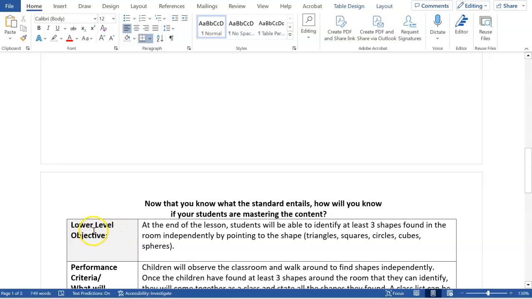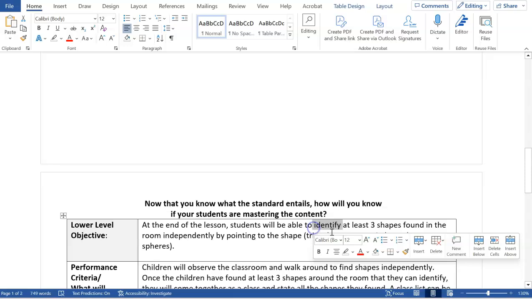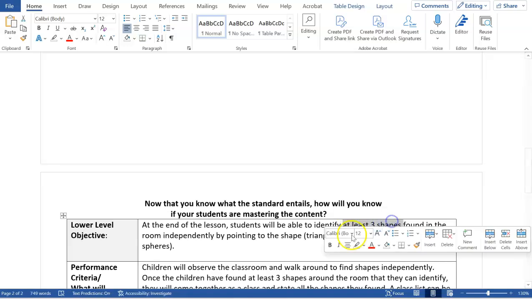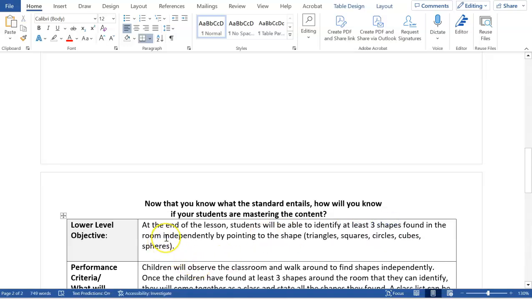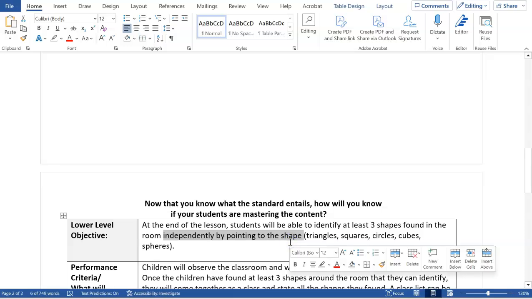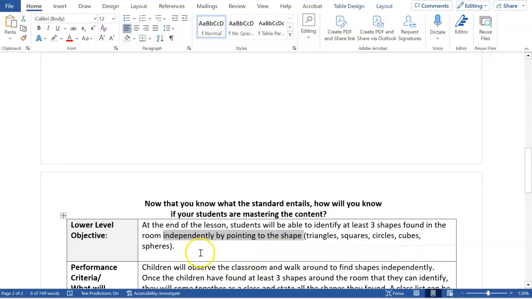So their objective at the lower level is: at the end of the lesson, students will be able to identify, so that's our behavior, identify at least 3 shapes. So that's our degree, right? At least 3 shapes found in the room independently by pointing to the shape. The independently by pointing to the shape is the condition. Remember, in our objectives, we always want to have the audience, behavior, condition, and degree.